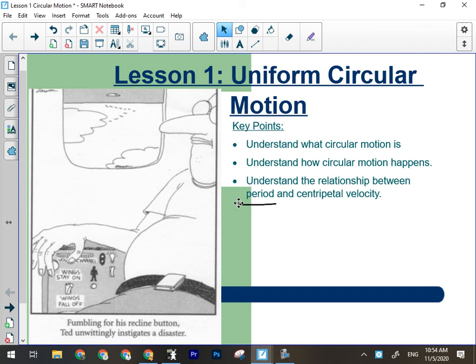If you're having trouble holding on, take a step towards the center. It'll be much easier to hold on.